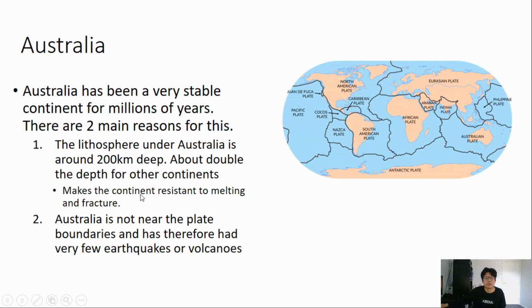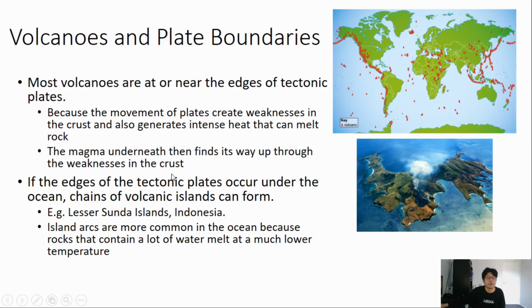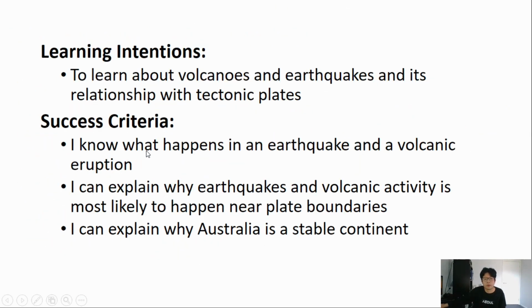Alright, now that brings us to the end of this video. Hopefully by now you know what happens in an earthquake and a volcanic eruption, can explain why earthquakes and volcanic activity are most likely to happen near plate boundaries, and finally can explain why Australia is a stable continent.